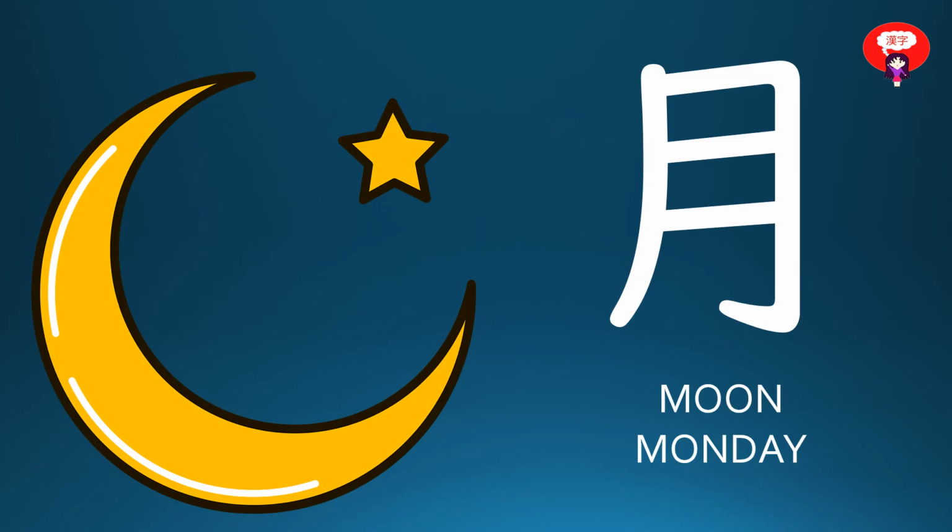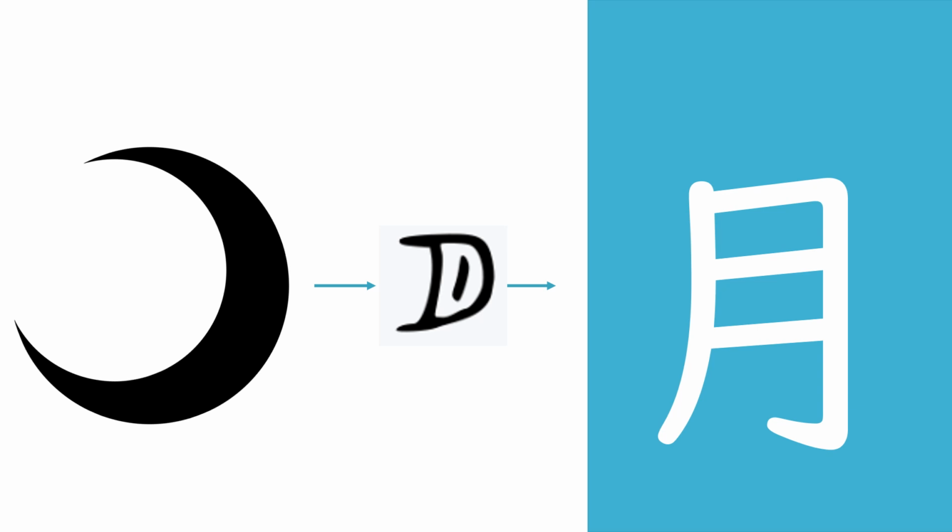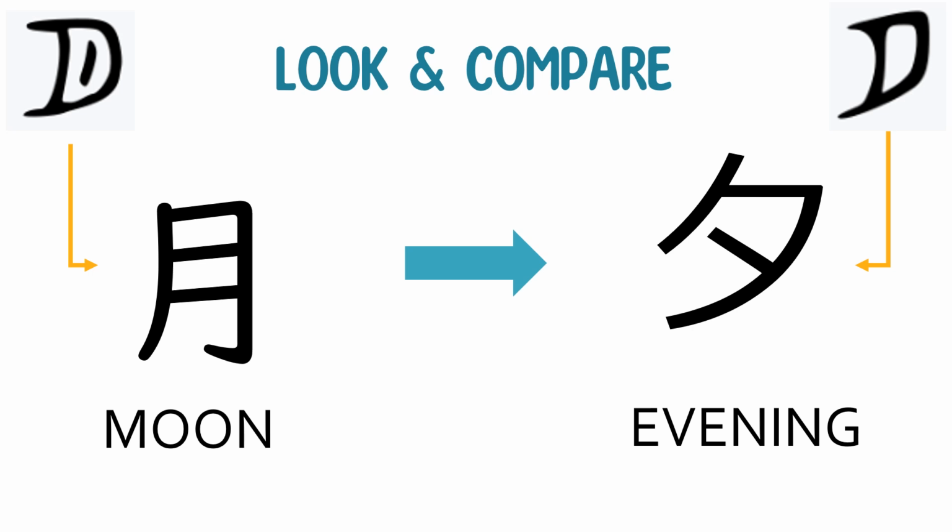Let's start with moon or Monday. The kanji for moon comes from a pictogram of a crescent moon. Pretty straightforward, right? This kanji used to be related to the kanji for evening, and they were even interchangeable at some point, as they came from a very similar pictogram.